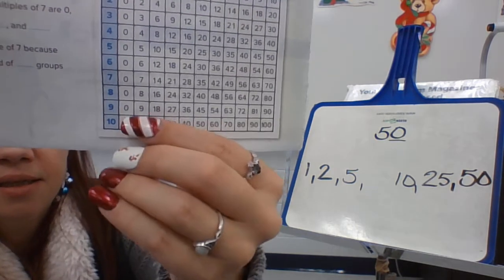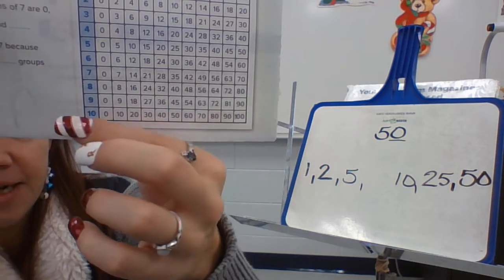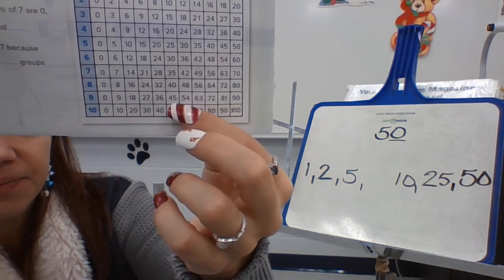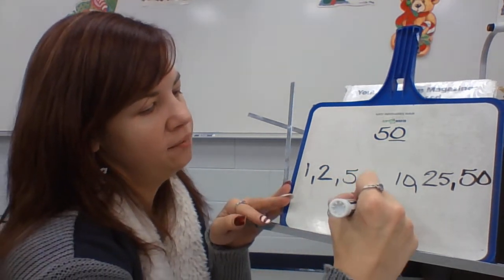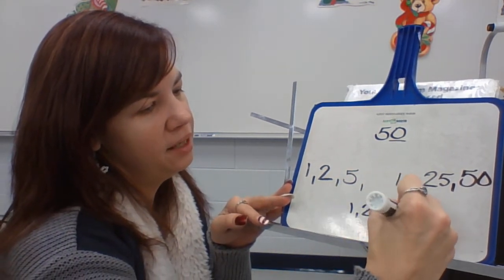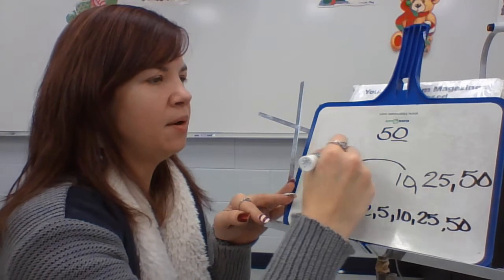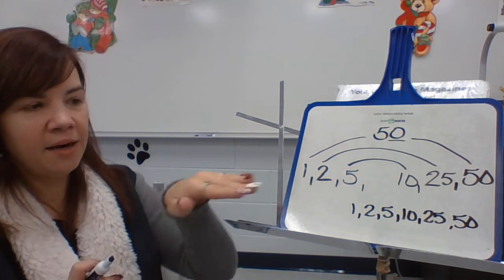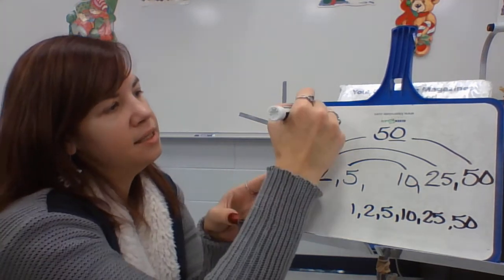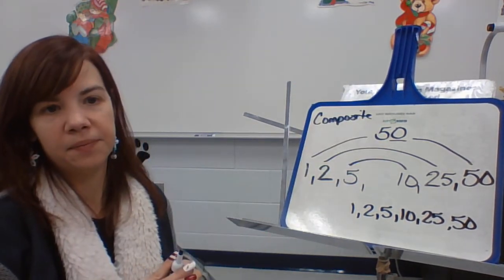Let's look at 8. No, there's a 48, but there's no 50. And finally, 9. And there's a 54, but there's no 50. So these are all of the factors: 1, 2, 5, 10, 25, and 50. And for our rainbow, there are those. And again, more than just the identity. So this is again considered a composite number.